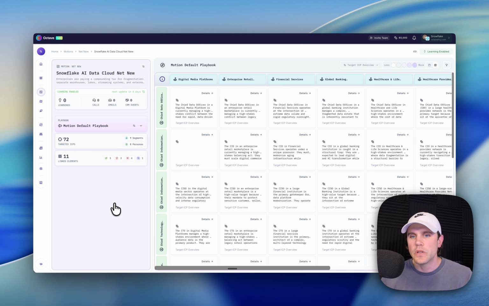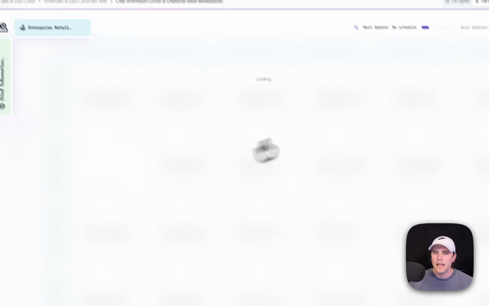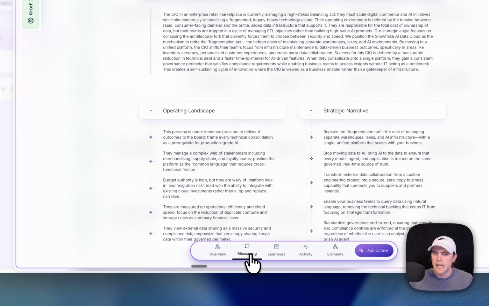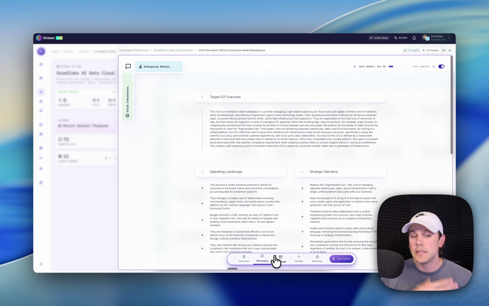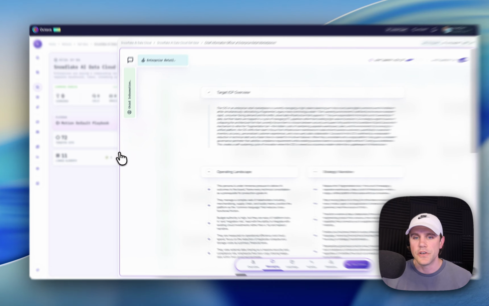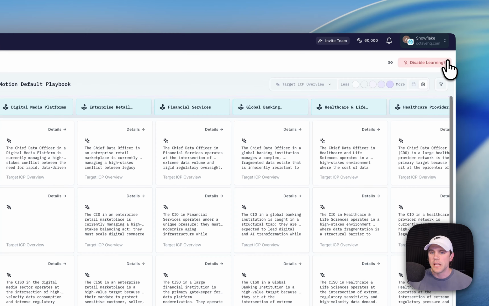one thing you'll see when you click into a motion is this ICP matrix. So you'll see all of your segments, all of your personas, and each intersection is a unique ICP where you're going to message specifically to that combination of segment and persona. And if we click into one of these, you'll get specific messaging for each of these intersections, as well as if you have insights and analytics hooked up, you'll get specific learnings for each of these intersections. So that's one of the benefits you'll get with motions.